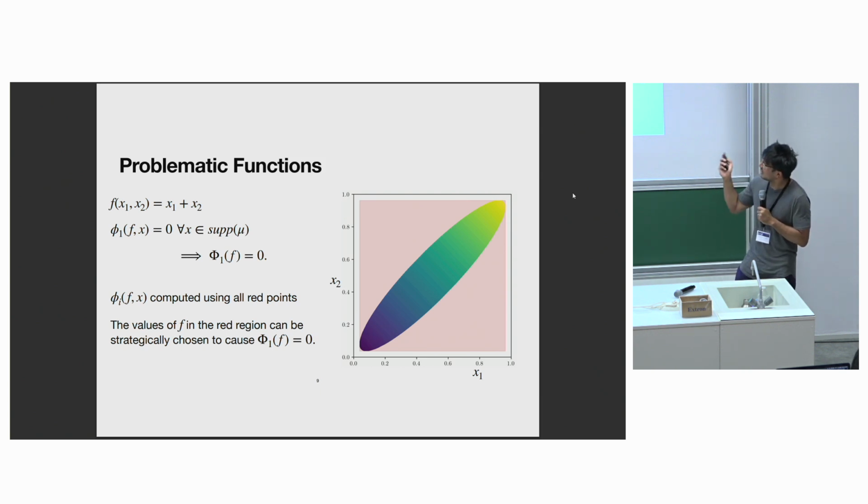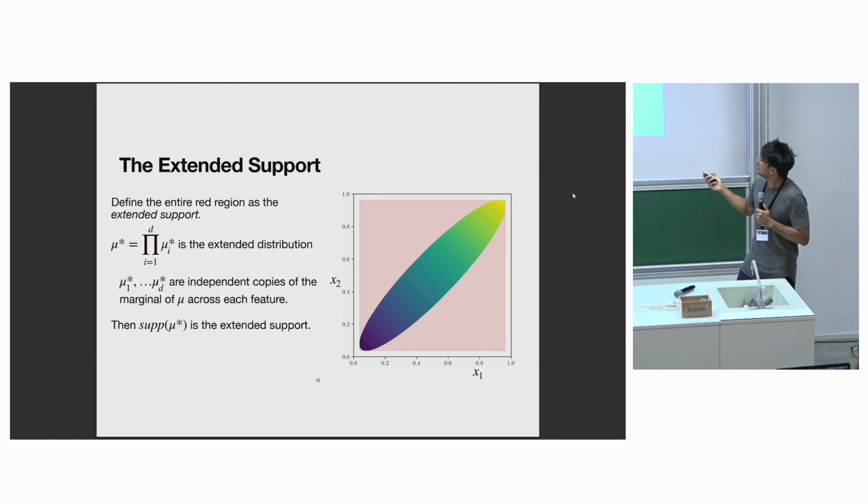This does motivate our fix to the problem, which is that instead of measuring SHAP just across this colorful region, we also add in this red region over here, which is pretty easy to sample from because all you have to do is scramble your data columns, and now you have points from the red region. So this is what motivates the extended support.